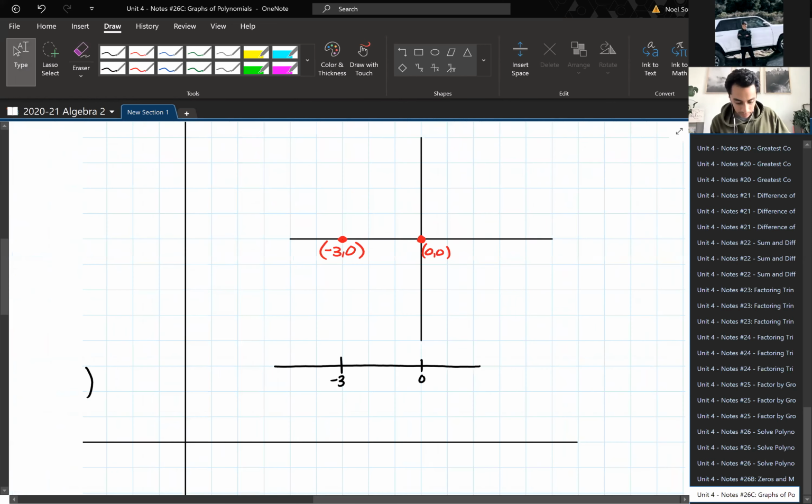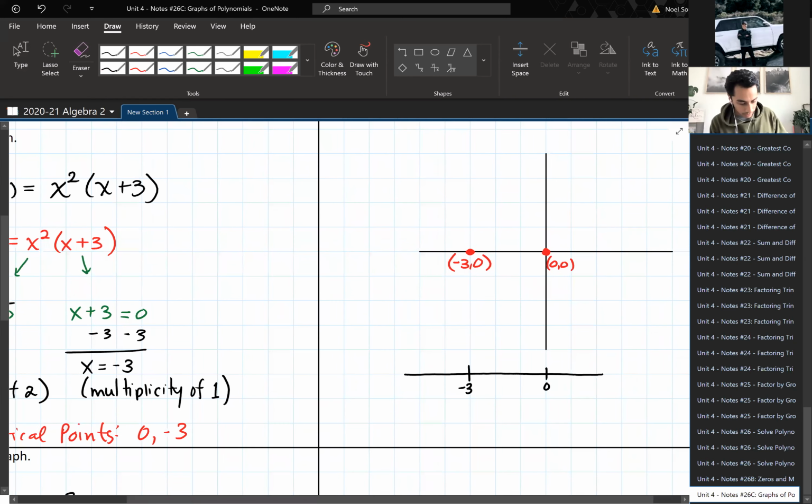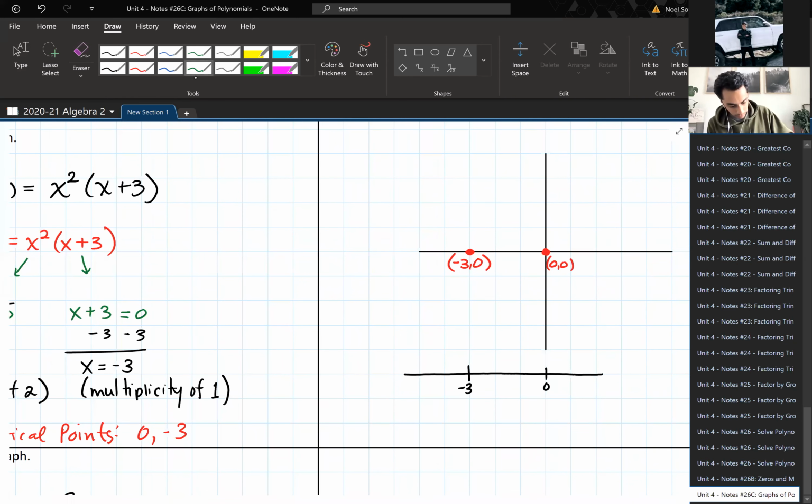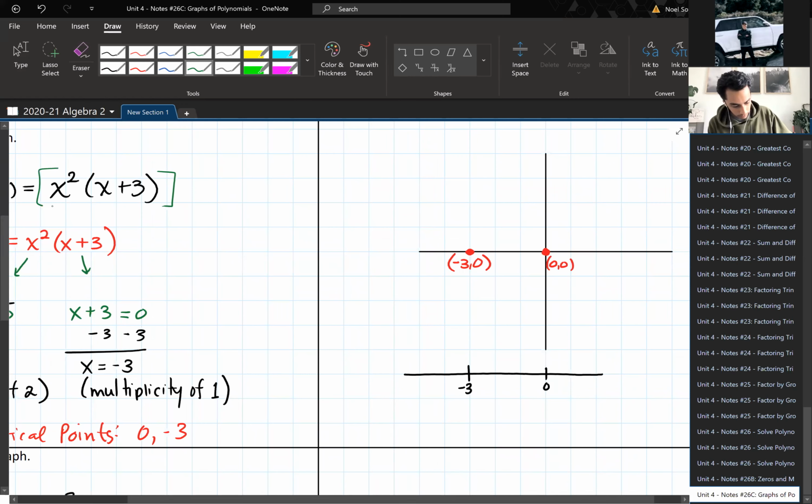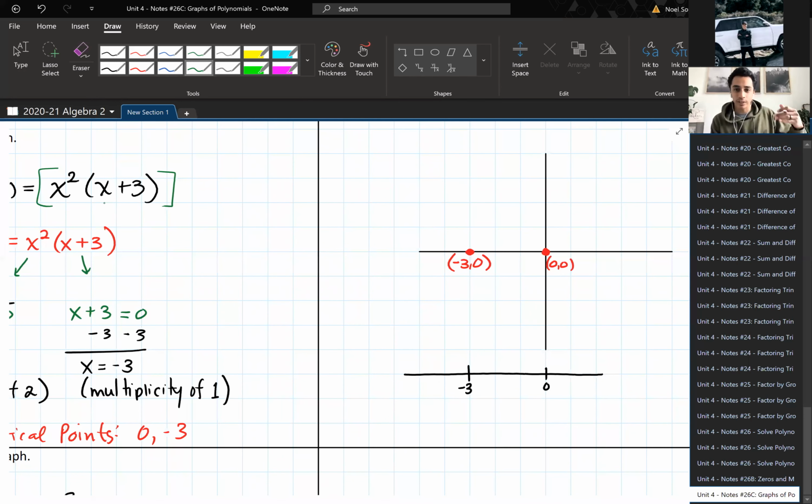So how do we test all this out? We're going to go back and use this original function, x squared times x plus 3. Sign analysis means we're just going to use signs, like numbers here, to determine whether this is going to be positive or negative, and that's going to tell us whether the graph will be below or above the x-axis.